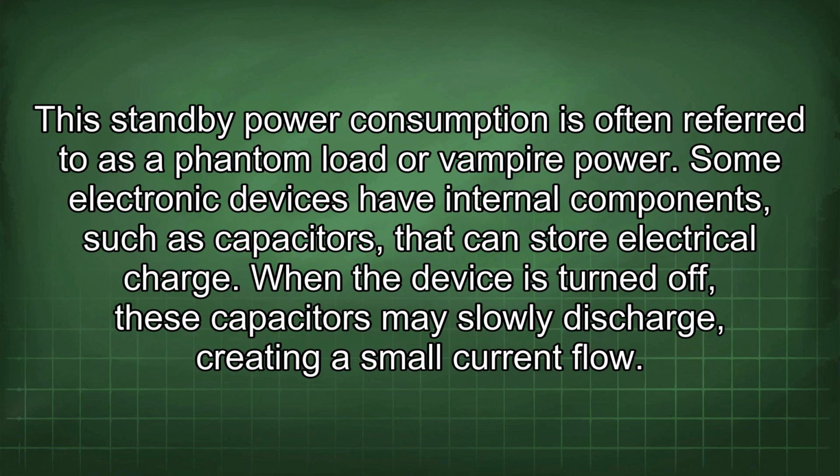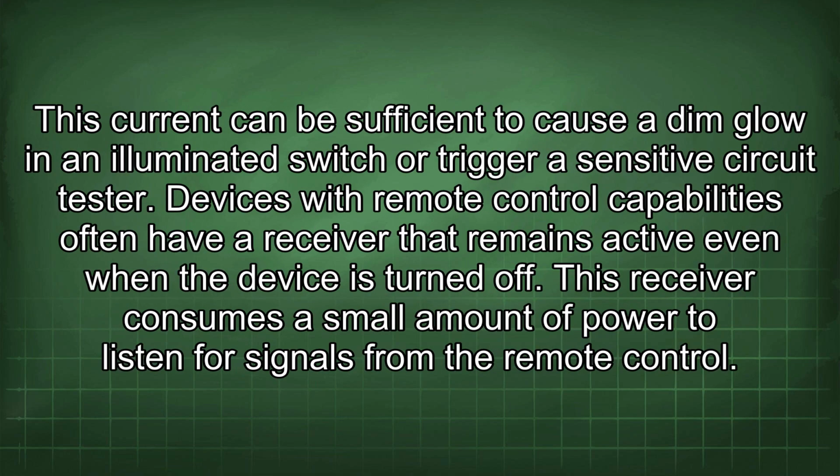This standby power consumption is often referred to as a phantom load or vampire power. Some electronic devices have internal components, such as capacitors, that can store electrical charge. When the device is turned off, these capacitors may slowly discharge, creating a small current flow. This current can be sufficient to cause a dim glow in an illuminated switch or trigger a sensitive circuit tester.